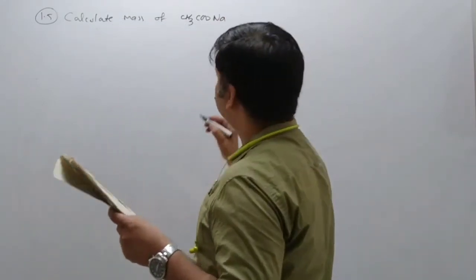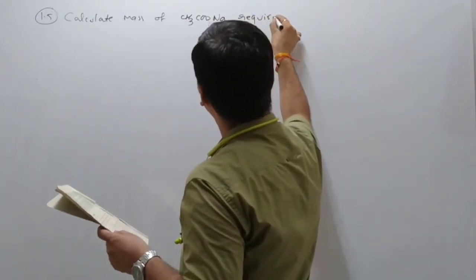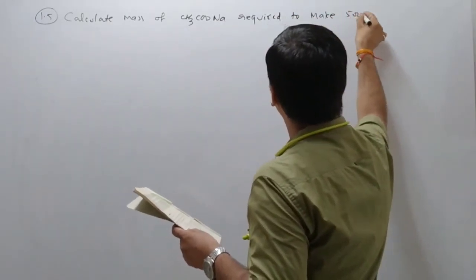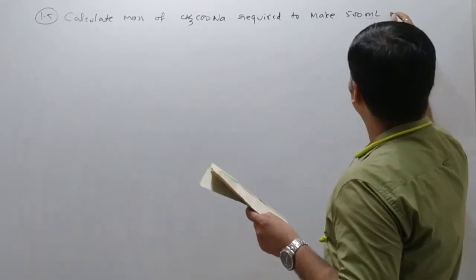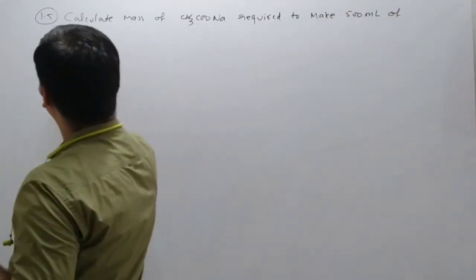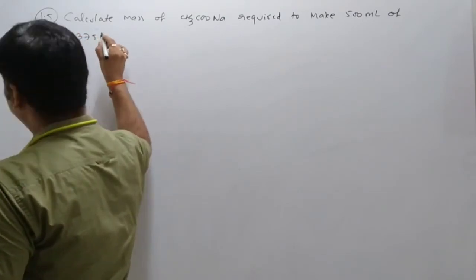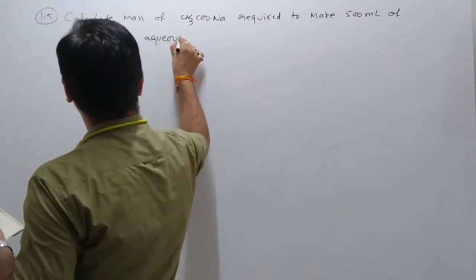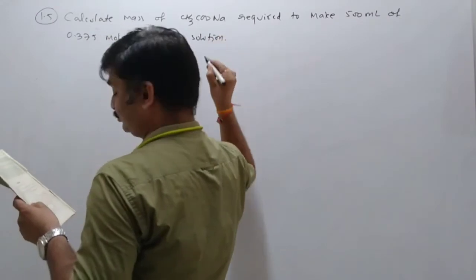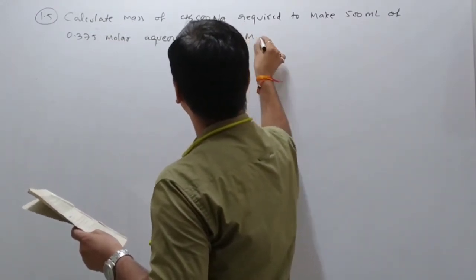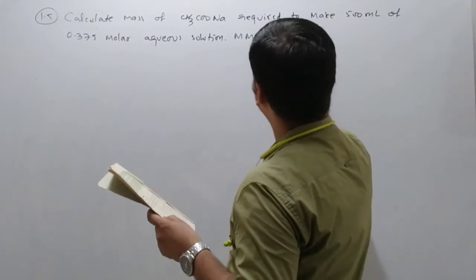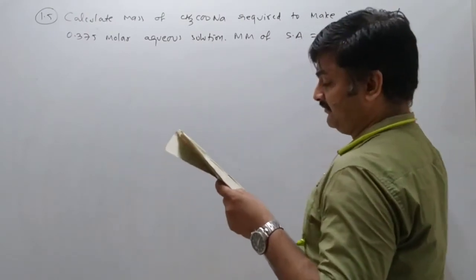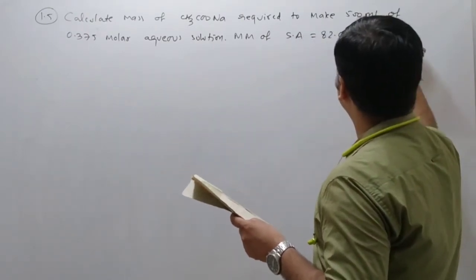Calculate the mass of sodium acetate required to make 500 ml of 0.375 molar aqueous solution. The molar mass of sodium acetate is given as 82.0245 gram per mole.